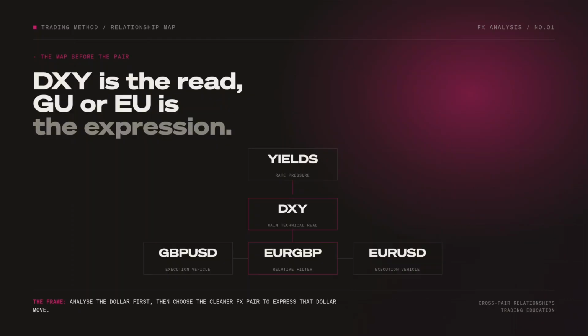The key question is simple. Are these pairs moving together because of the dollar, or is one currency clearly stronger or weaker than the other? For this specific framework, pound dollar and euro dollar are not the main analysis charts. They're just what we use for the execution. All the analysis, like the fair value gaps, the order blocks, is all done on the DXY. I look at the EURGBP to help me decide which of the two dollar pairs, pound or euro, is going to be the one that I can trade.